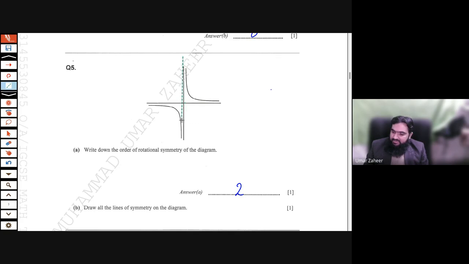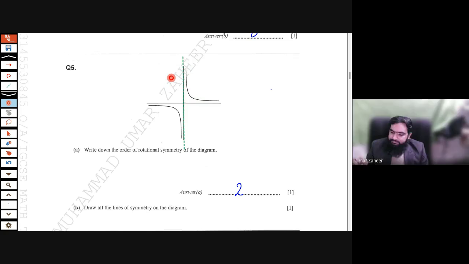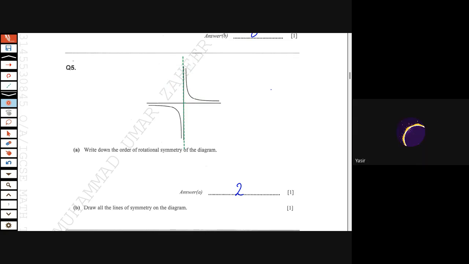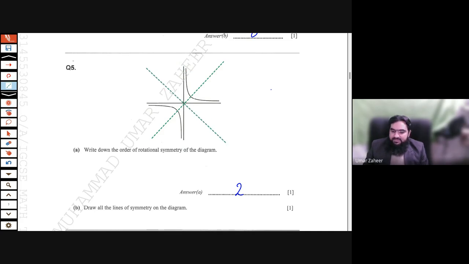If I make this line the horizontal, you will get the image reflected on the other side. Yes, sir, it's flipped. Sir, 2, both diagonals. Yes, we have 2 lines of symmetry. If one is this diagonal, you are getting the same exact image on the other side, the reflection. In the same way, one diagonal is the same as the second diagonal.